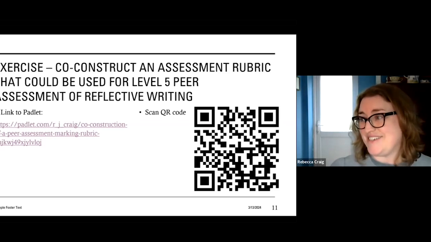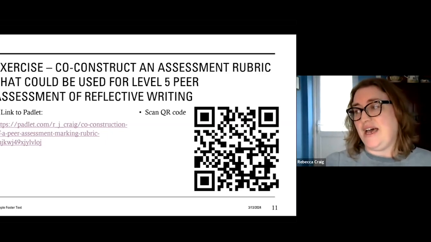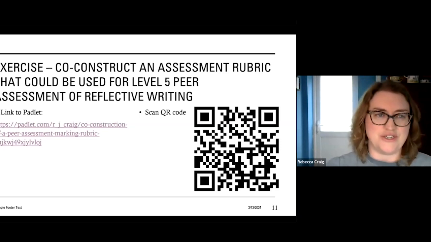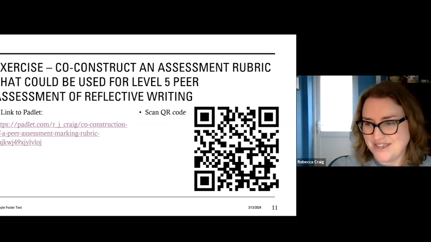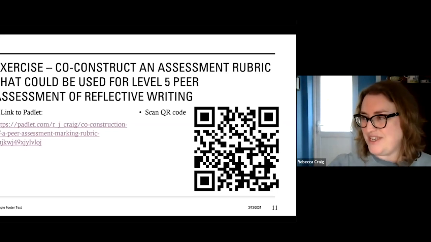Yeah, good. So do reflections show ability to relate key concepts to own experiences? That's a really good point, and that's something we'd really like students to consider feeding through in their rubric. Good. Yeah, so some really good points there.